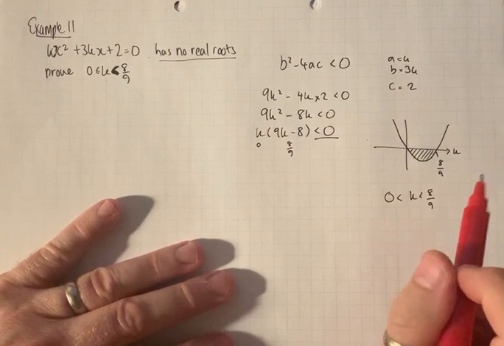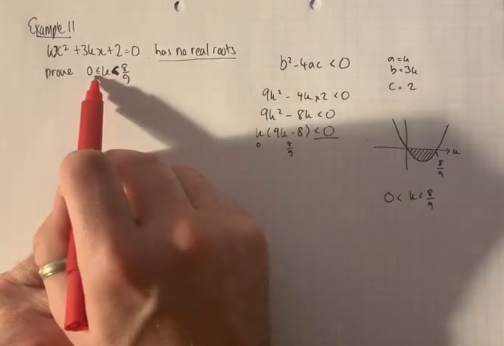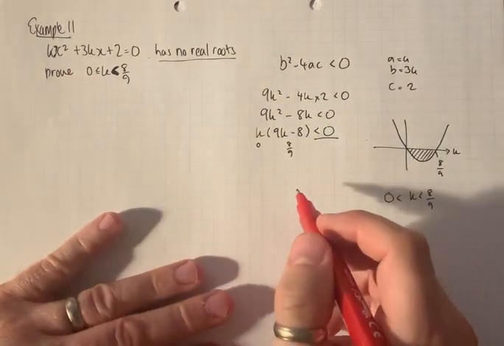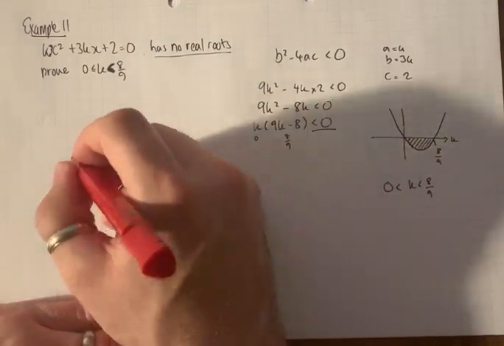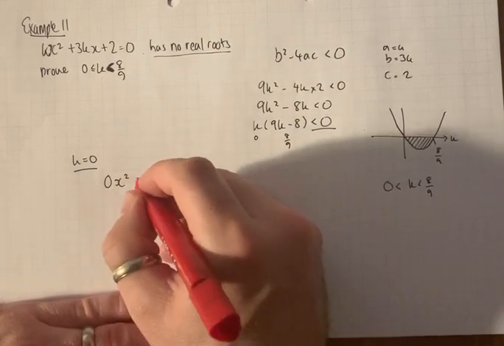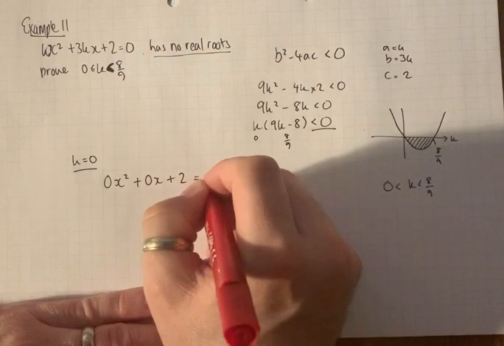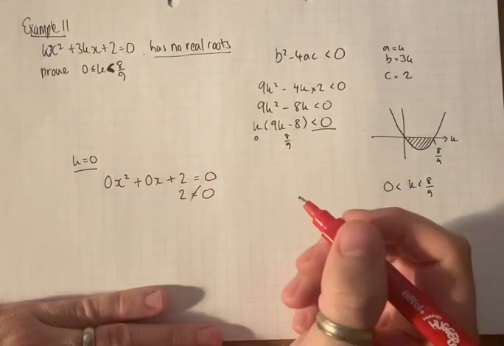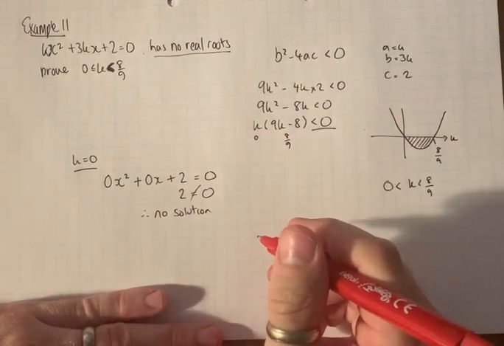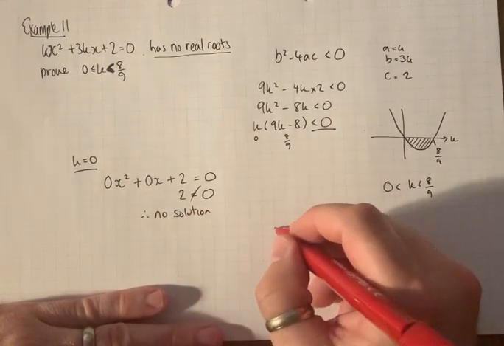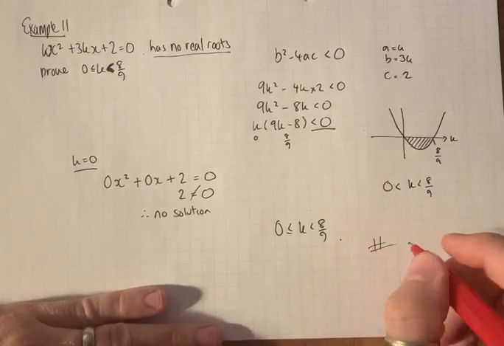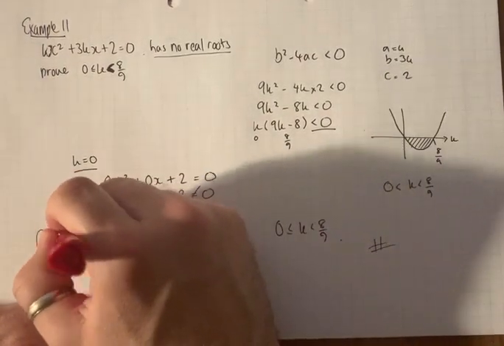Be really careful here because if you don't look at this carefully, you think you're done. But look, it was including the 0. So you also need to test all cases. We need to test what happens when k equals 0. So when k equals 0, we're going to have 0x squared plus 0x plus 2 is 0. 2 cannot equal 0, therefore there's no solution. So there's no root there. So combining that with that gives us that k must be between 0 and 8/9 inclusive of the 0 as required. So how are we going down exercise 7D?